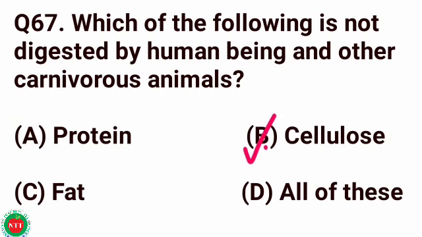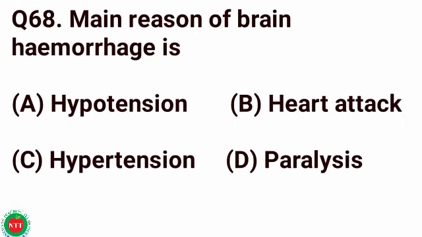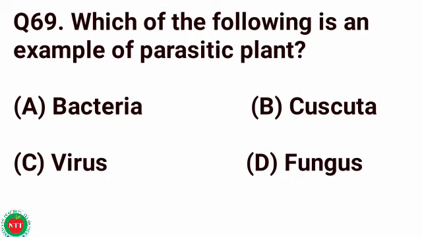Question 68. Main reason of human brain hemorrhage is hypotension, heart attack, hypertension, paralysis. The right answer for this question is hypertension. Question number 69. Which of the following is an example of parasitic plant? Bacteria, Cuscuta, virus, fungus. Option B is the right answer, Cuscuta.